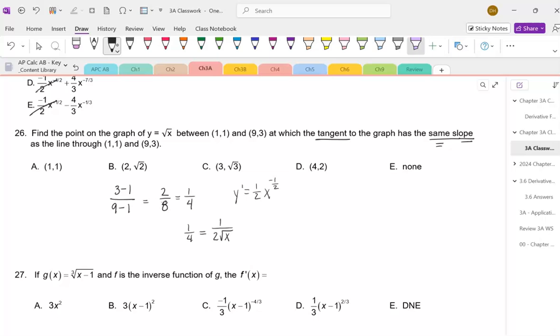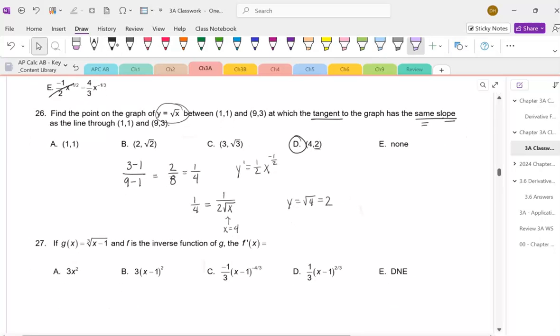Or just think about what number can I plug into x so that the denominators are equal. And then the only thing that you can plug into x would be 4. The square root of 4 is 2. 2 times 2 is 4. There we go. The denominators are equivalent to each other. So at this point, we should know that the answer is D. However, in order to figure out what the y is, you just have to plug it back into the original. So you've got y equals the square root of 4, which is 2. And that's how we get letter D.